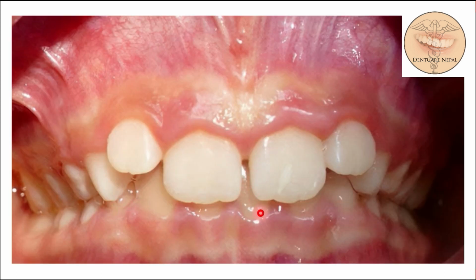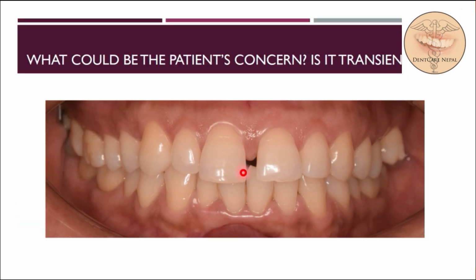This is a case of, guess what this is? Second deep bite stage is present here. After the eruption of the second molar, the deep bite will be corrected. What could be the patient's concern? Is it transient? The midline diastema is present, and is the patient growing? 1, 2, 3, 4, 5, 6, 7, 8. Up to the third molar, all the teeth are present. The patient is likely to be an adult.